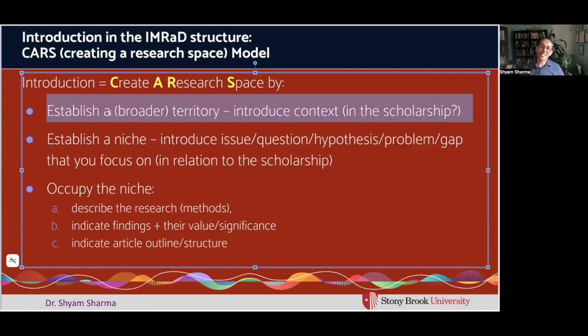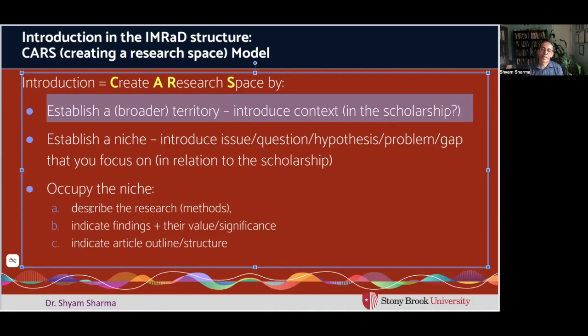However, once you establish the territory and you establish a particular specific niche, the next step is to occupy that niche. That is the most important part of the introduction, right? The first paragraph may have the broader context. The second paragraph may have a specific problem of study, but you need to occupy the niche by doing a few things. So here, within the 3 moves in the introduction, there are 3 moves here. It could be 2, it could be 4, but 3 general moves.